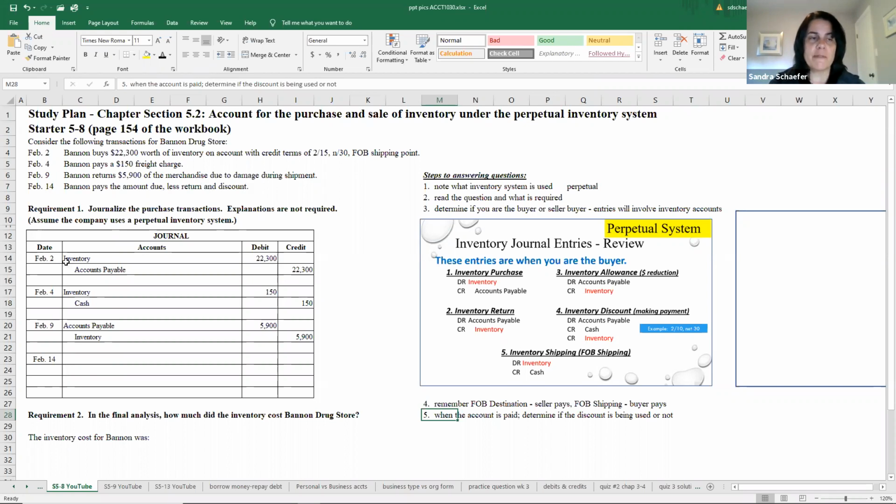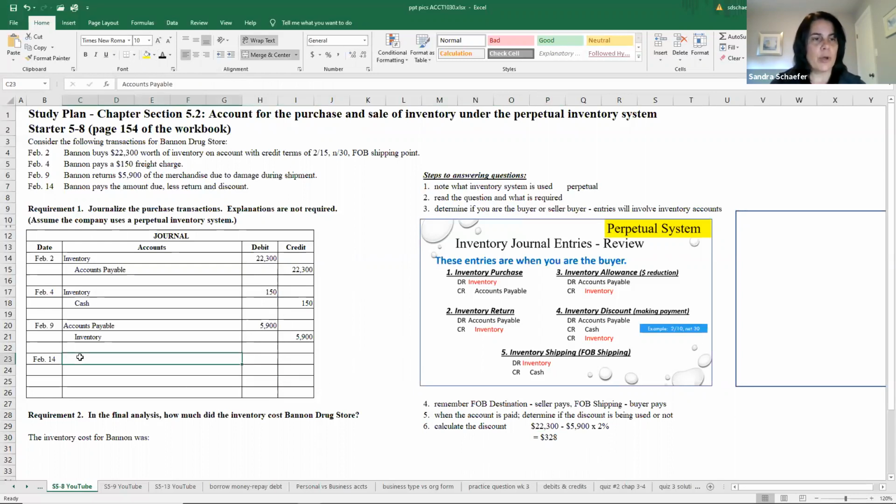From here, we purchased the inventory on February 2nd. We paid for it on February 14th. That is well within the terms of the 15 days, so we can take this 2% discount. And as I said, the transaction actually tells you you're taking the discount. So then you have to calculate the discount, which in this case is your 22,300 initial amount of inventory that you purchased, less the amount that was returned, less 5,900, and then multiply that by 2%. The answer that you get is $328.